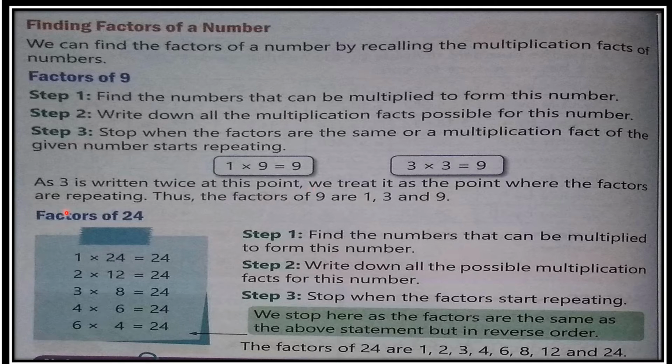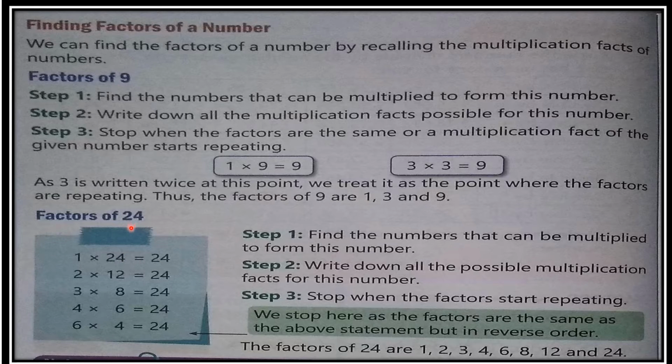Now I'll show you here. As 3 is written twice, this is the point where the factors are repeating. So we will not take both 3s, we will write only one 3 as a factor of 9. Got it, children? When the two numbers are repeated, we will not write the number twice.